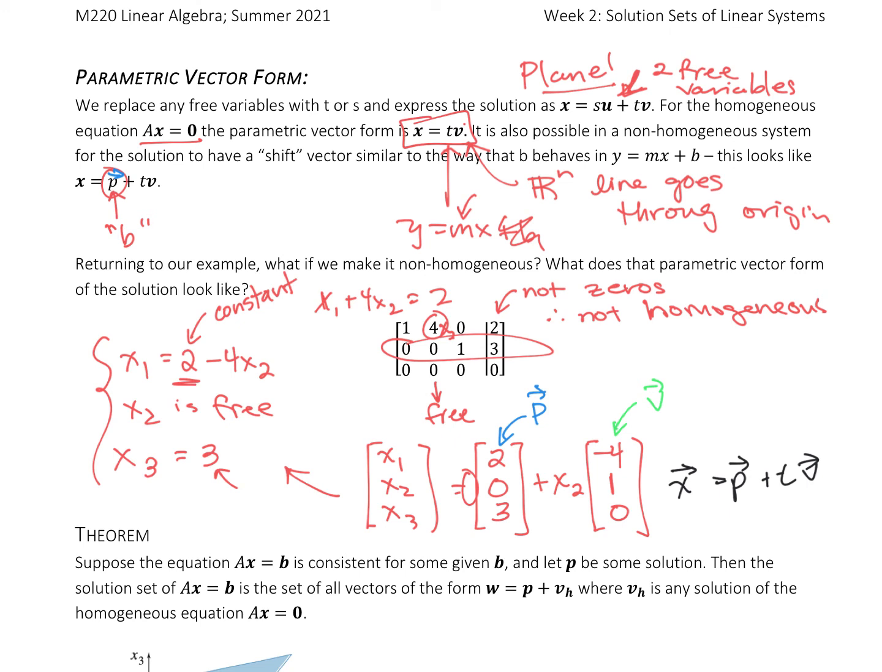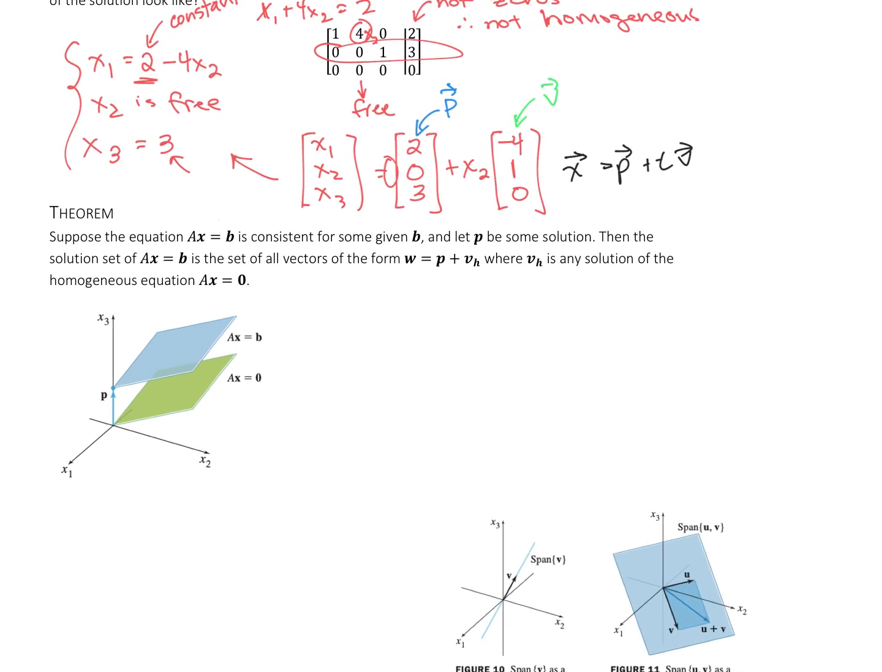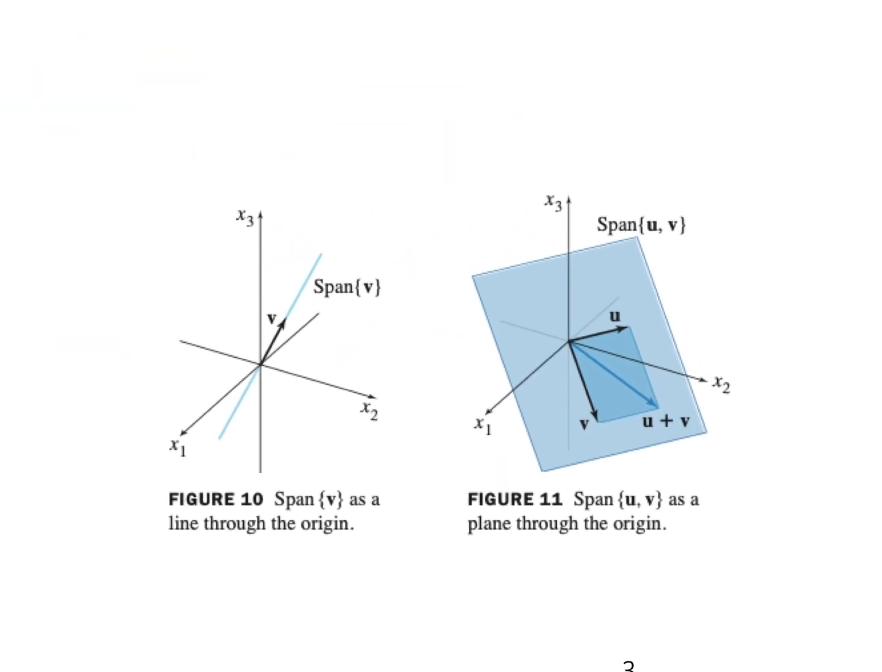Lovely theorem down here. I have some pictures here to help us understand this theorem. But it's important to remember, I didn't do a great job of talking about our span last week. The span of a single vector just means every multiple of v, right? That's what the span is. It's every multiple of it.